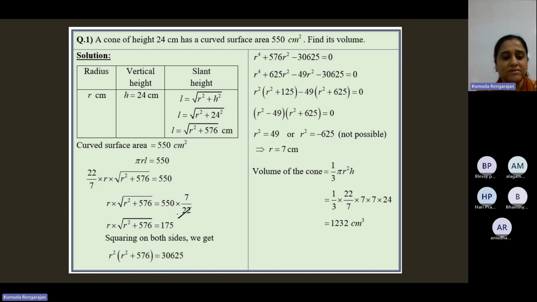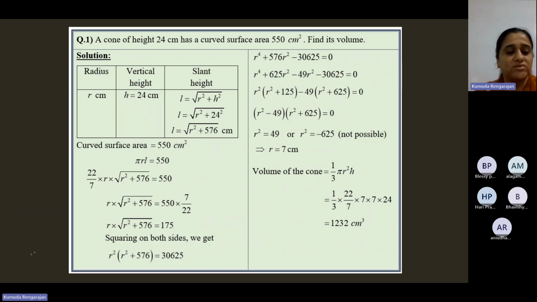Okay, so this gets cancelled and we get 175. This 22/7 goes to the other side as 7/22. Then after that, we get 175. Now the thing is, we have the square root symbol. You want to get rid of that. You don't want the square root symbol because how will you calculate? So in order to proceed, you have to get rid of the square root symbol.